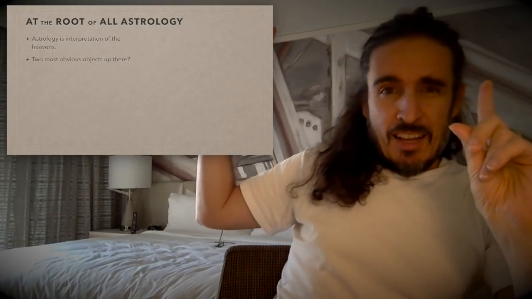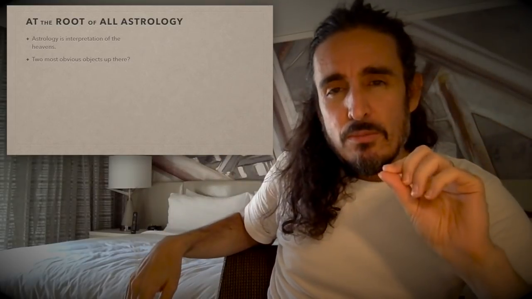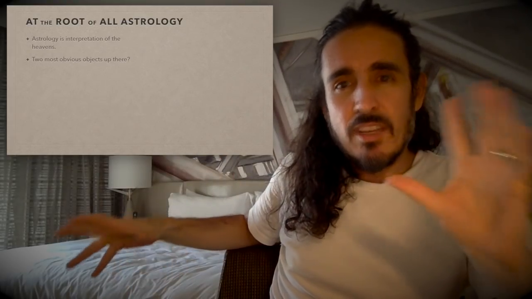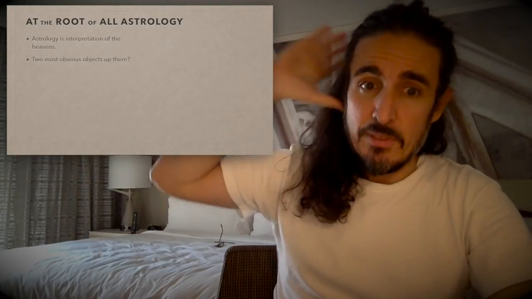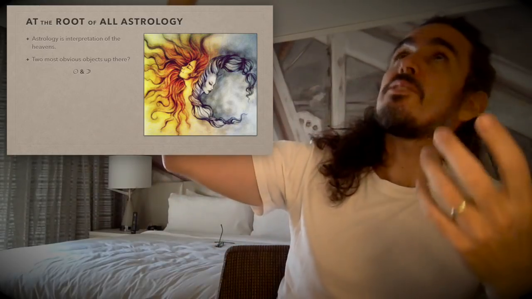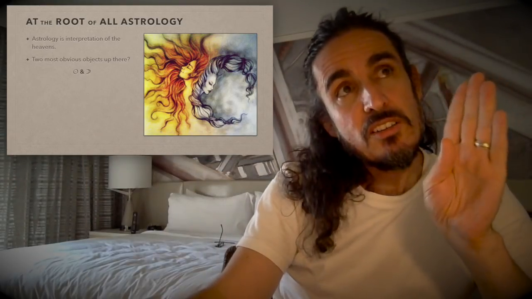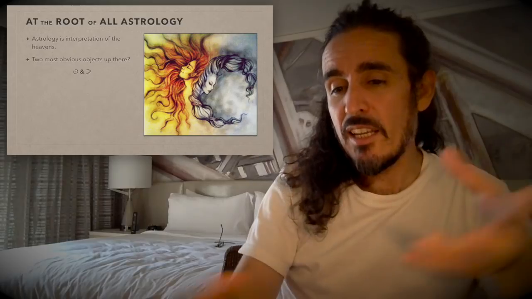When you look up at the sky, what are the two most important things up there? What are the two most important, impressive things up in the sky? The sun and the moon. So the two most important things for getting information from the sky are the sun and the moon, and we have to understand how they move through the sky.